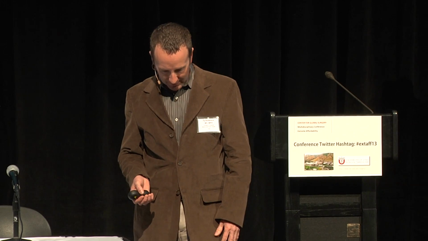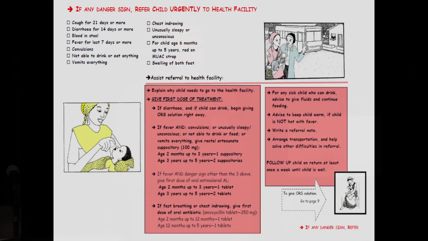To finish, 3 pages from the 12-page guide for these community health workers. At the top, you see the major danger signs: cough for 21 days, chest indrawing or respiratory retractions. Any of those signs is immediate treatment and referral. You see in the red boxes, we explicitly tell the community health worker how to begin treatment.